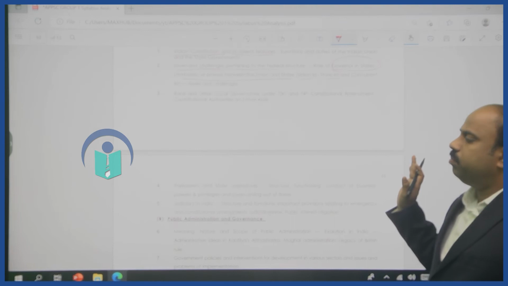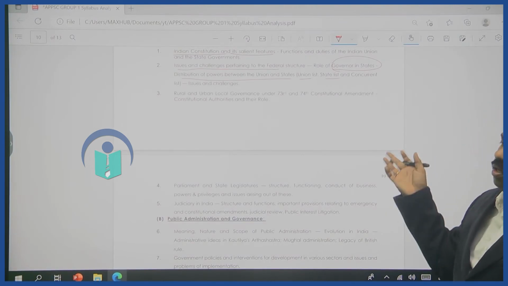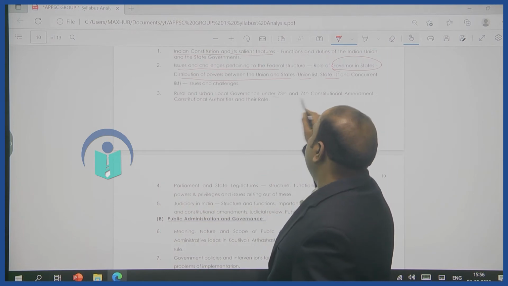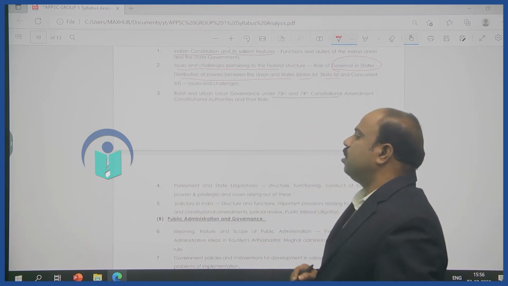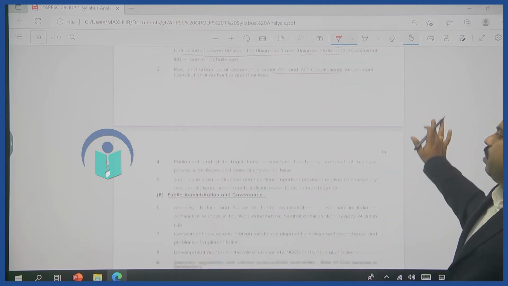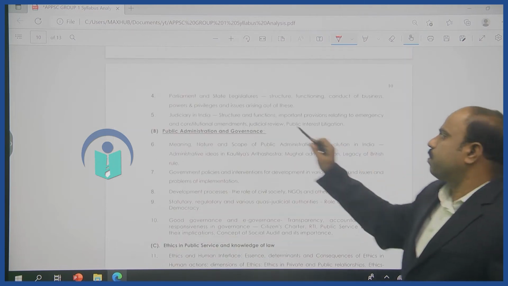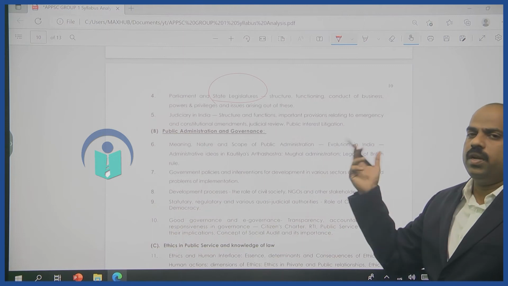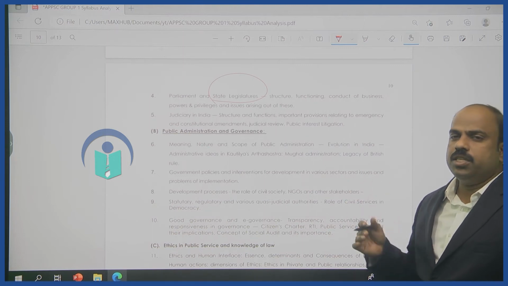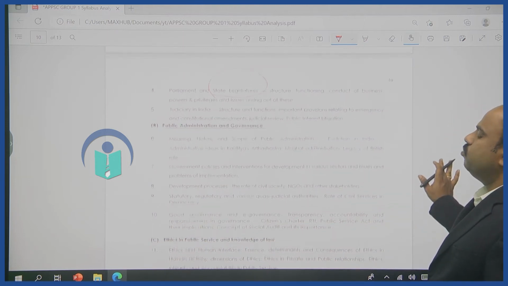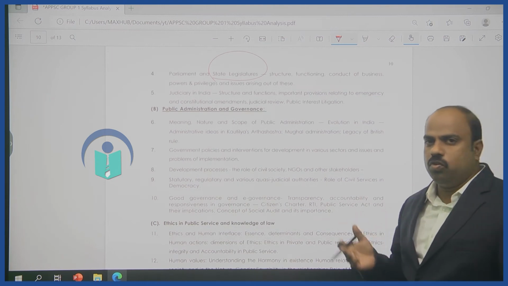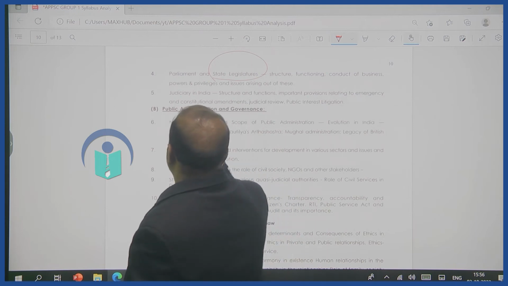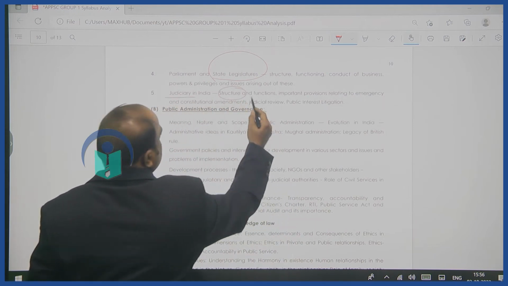Rural and urban development, following through Panchayati Raj and municipalities. So, the 73rd and 74th constitutional amendments. The next, parliament and state legislatures, about Lok Sabha and Rajya Sabha, about MLA and MLC. Following, the next, judiciary in India, about Supreme Court, High Court, district courts, about the lower courts in India, about their structure and functions.